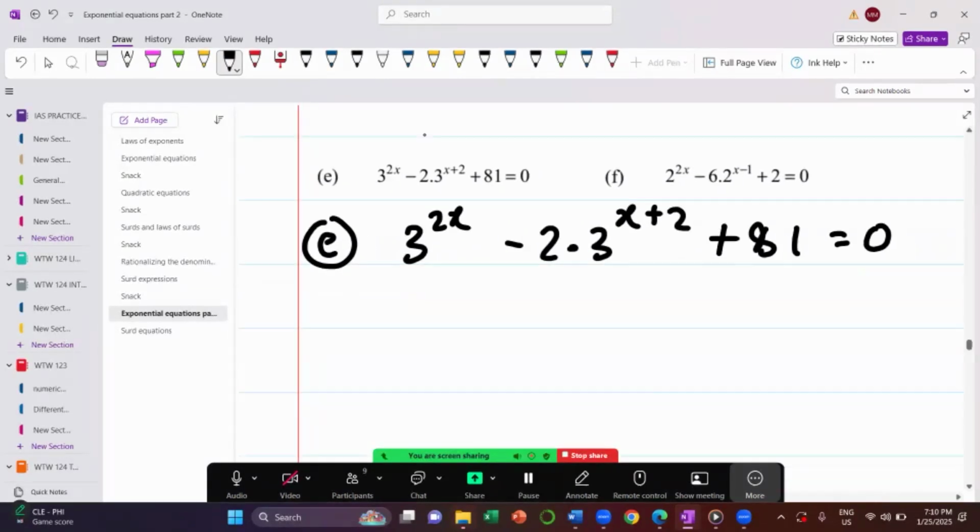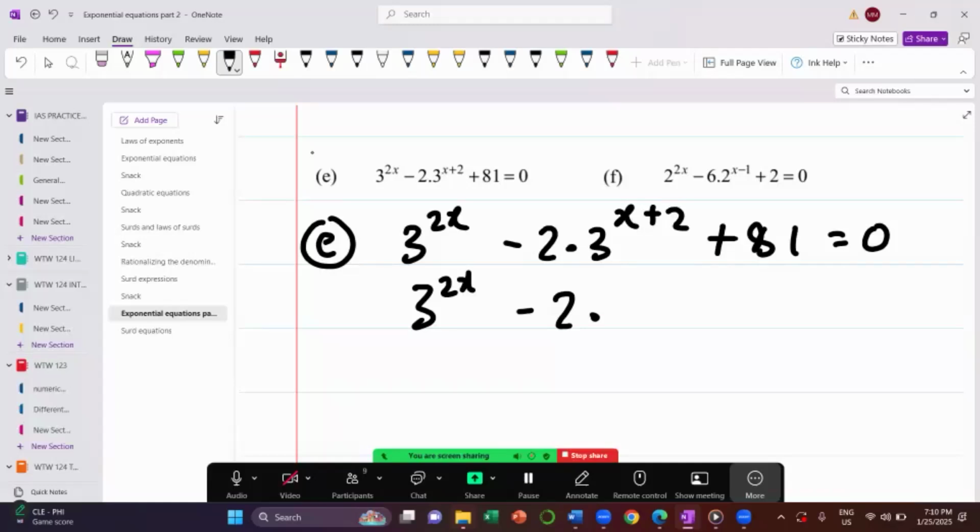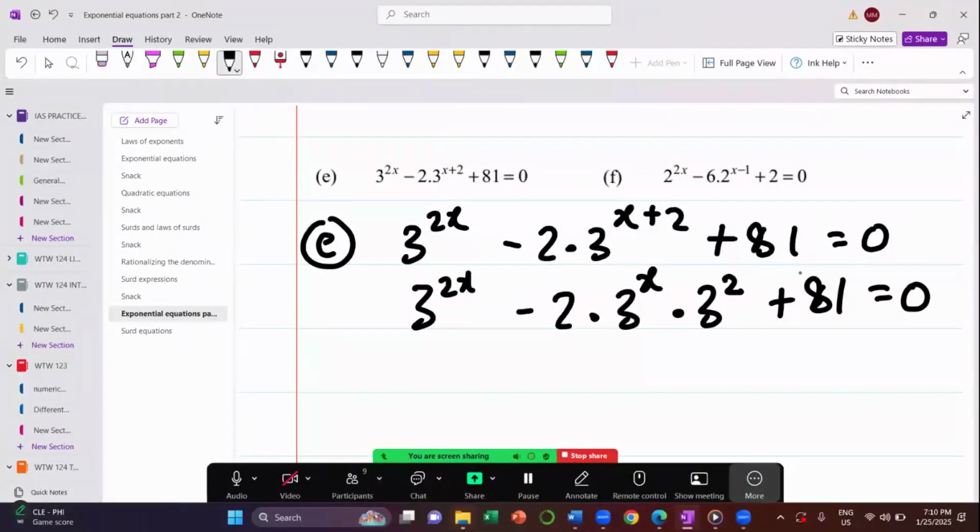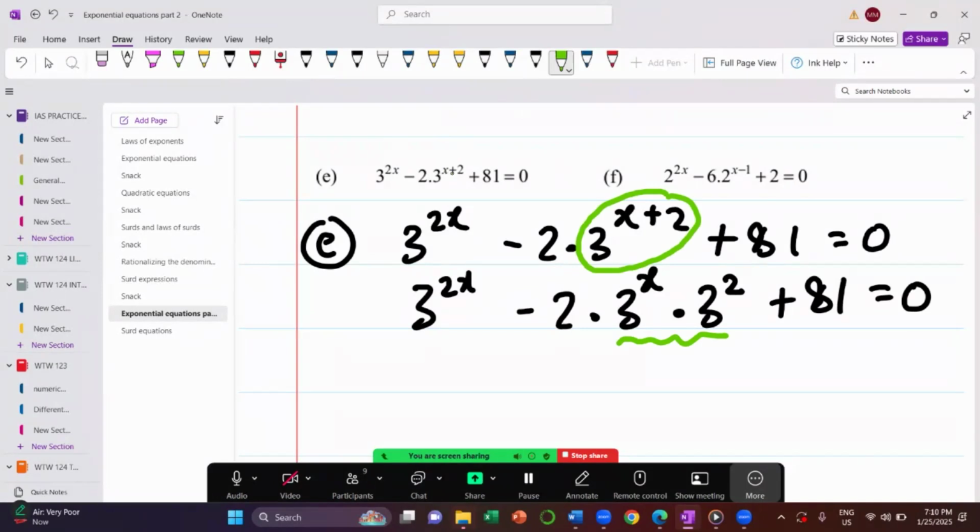To 0, right? So I still have 3 to the exponent of 2x minus 2 times 3 to the exponent of x times 3 to the exponent of 2, plus 81, all equal to 0. Do you guys understand what I did here? I just separated that, right? Yes, sir.